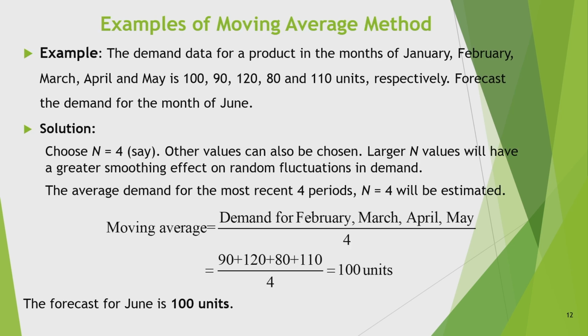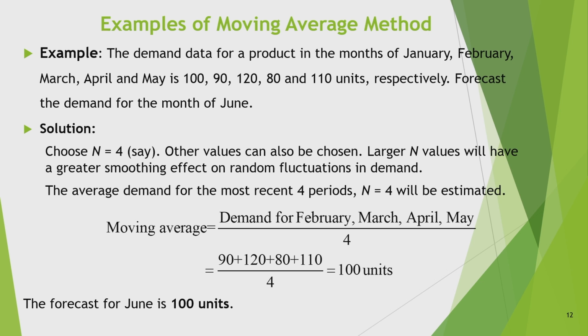It is so simple. I explain this with the help of an example. The demand data for a product in the months of January, February, March, April and May, these 5 months, is 100, 90, 120, 80 and 110 units respectively. Forecast the demand for the month of June, that means for the next month.